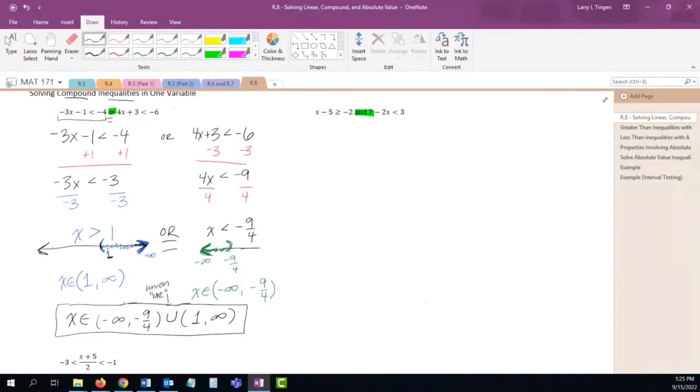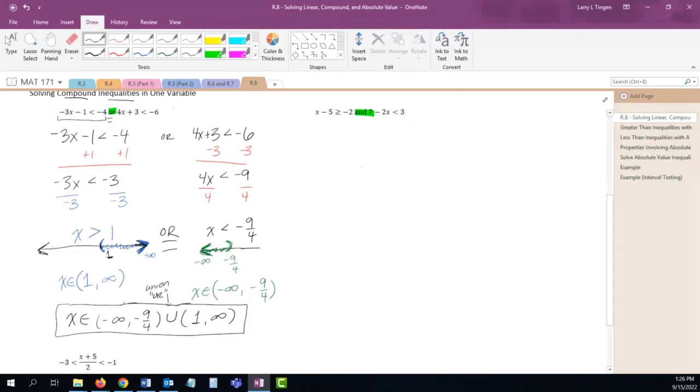We've got our compound inequality. We have an OR. So all x has to do is meet one of the two requirements, and the two requirements for this compound inequality are negative 3x minus 1 is less than negative 4, or 4x plus 3 is less than negative 6. All right, so that is an OR. Now, of course, on the other side we have an AND. So let's tackle that one.